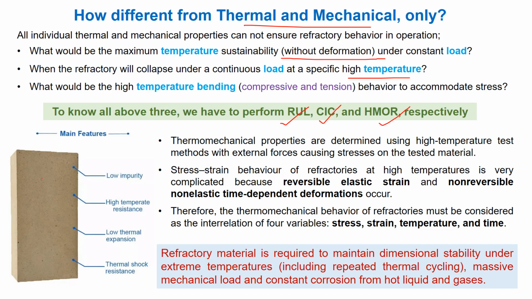We can take this image as a reference where low impurity indicates high PCE, that is pyrometric cone equivalent, and different thermal and mechanical properties may indicate the acceptability of this refractory, but these are not enough. We have to evaluate thermomechanical behavior that helps to simulate the real life application while both are employed together. Thus, thermomechanical properties are determined using high temperature test methods that apply external forces causing stresses on the tested material.